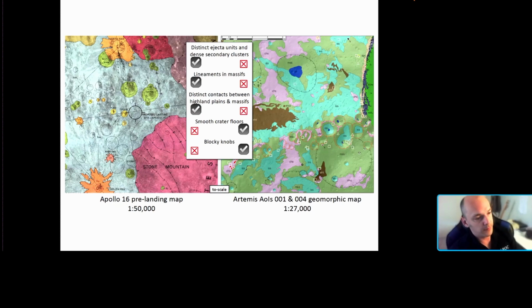And blocky knobs, that's something I'm going to show you in a bit, have been discovered by previous authors, for example by Goransky et al. We don't see them in the Apollo 16 landing site, for example. There are boulder fields in the Apollo 16 landing site, plenty of them, but these distinct blocky knobs are something special. Next slide, please.